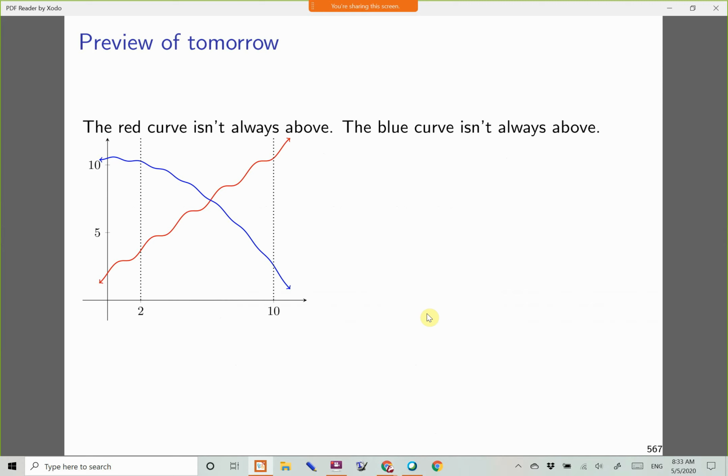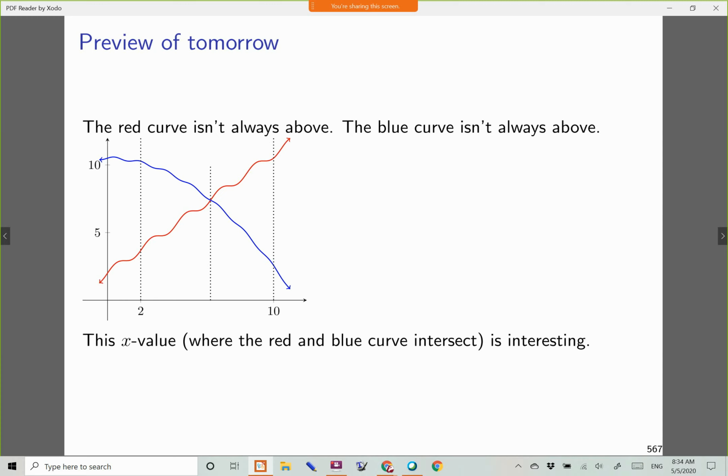I want to even preview the idea. Let's say the question is between x equals 2 and x equals 10, we want to find the area of the region, so between these two vertical lines, and then between the red curve and the blue curve. But the problem here is that the red curve isn't the one that's always above, and the blue curve isn't the one that's always above either. Sometimes the red curve is above, sometimes the red curve is below. Sometimes the blue curve is above, sometimes the blue curve is below.